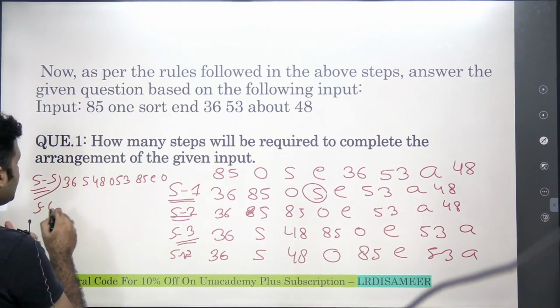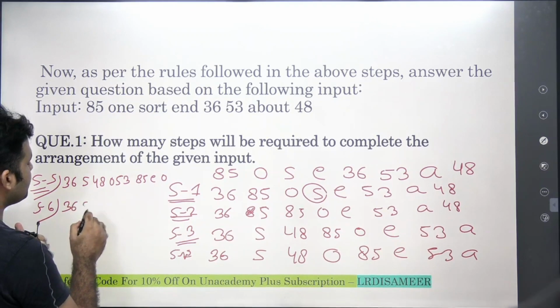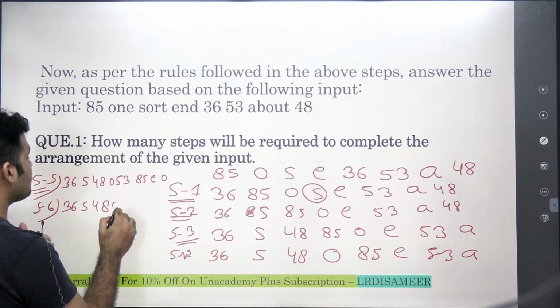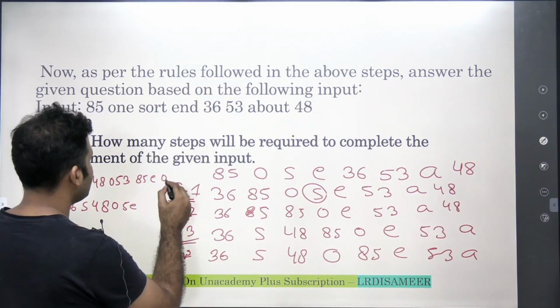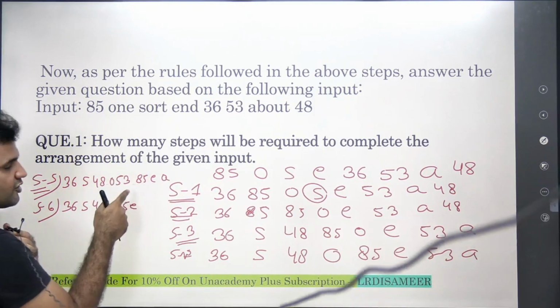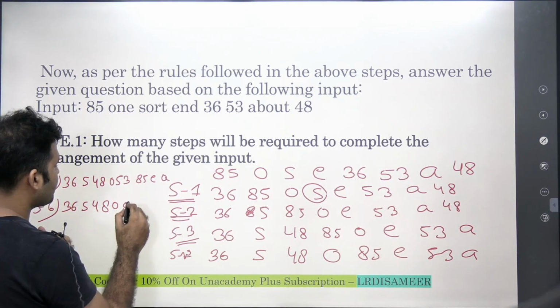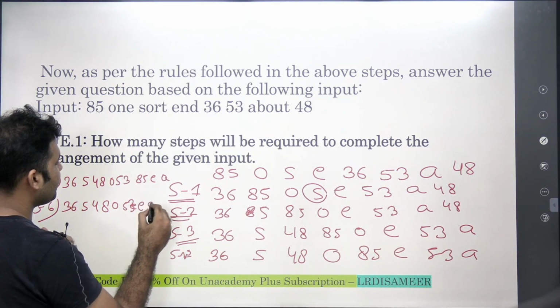What will happen in step 6? In step 6, you need to bring the smallest alphabet, which among all this is A, right? Then the second smallest alphabet, which is E. So after 53, you will bring E, and then 85, and then A.